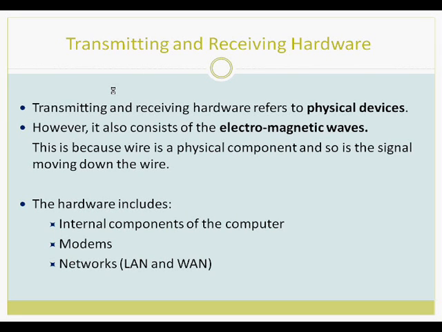Transmitting and receiving hardware refers to the physical devices and also electromagnetic waves. This is because a wire is a physical component and so is the signal moving down the wire. In summary, the hardware includes internal components of the computer, modems, and networks, which we will discuss in more detail.